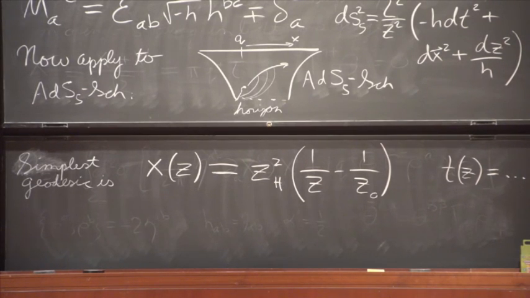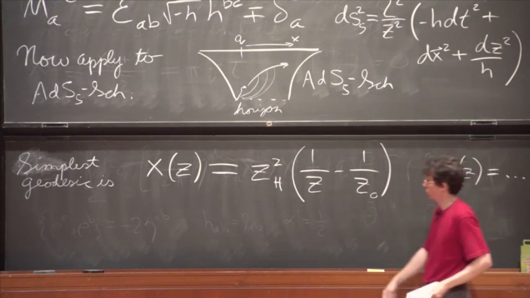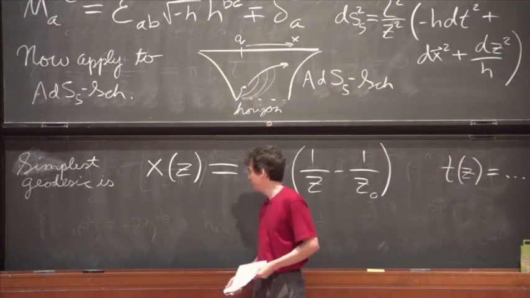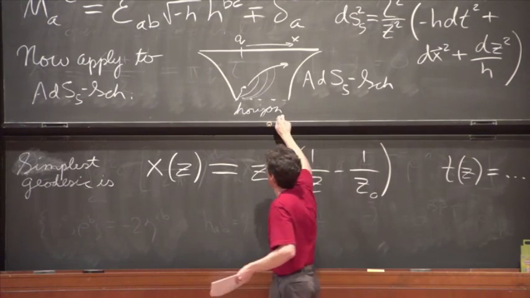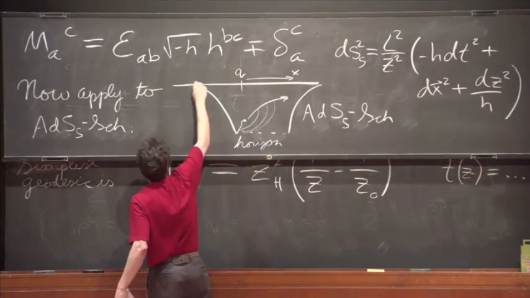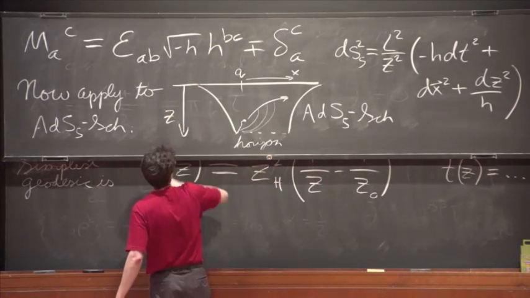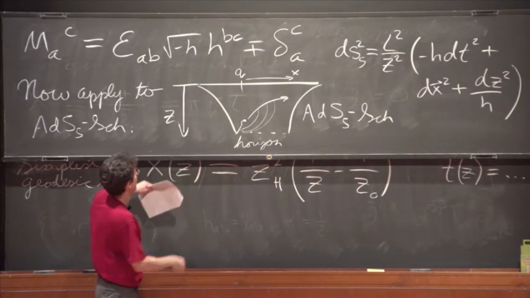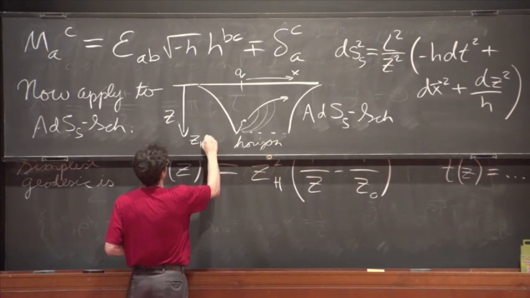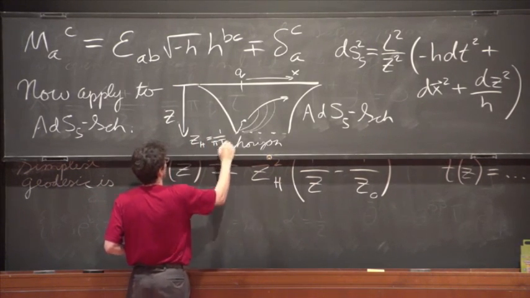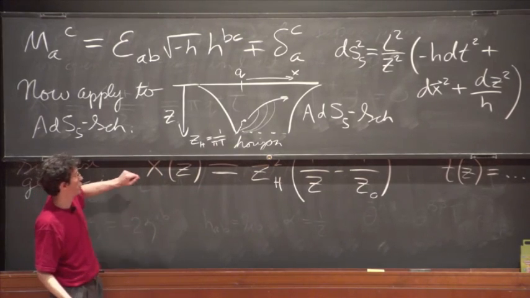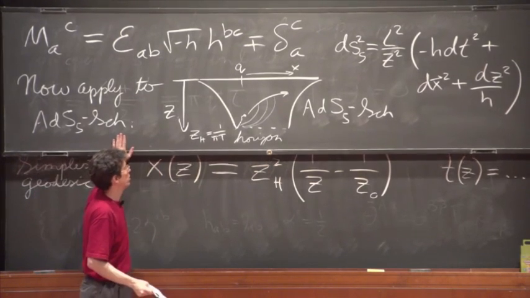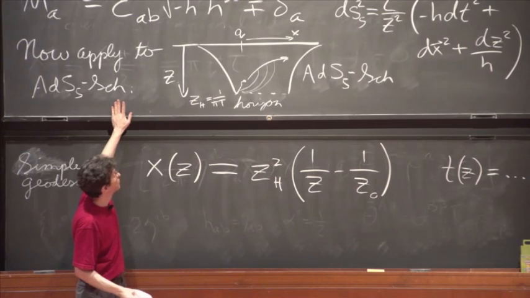So now, just for the sake of convenience, I am parametrizing the geodesic using the radial direction in AdS5, namely our friendly variable z. And z_h, I remind you, is the location of the horizon, and that is 1 over pi T.